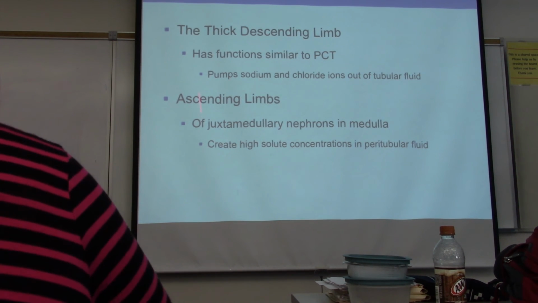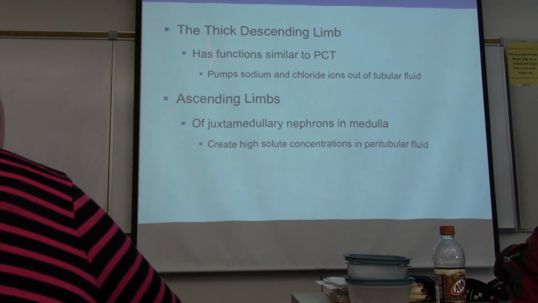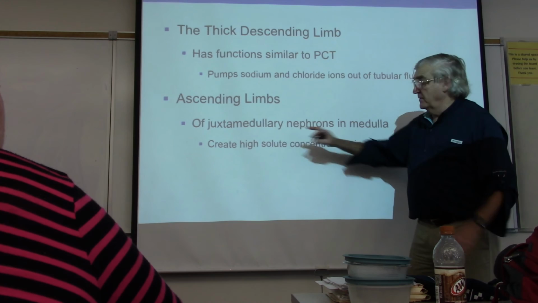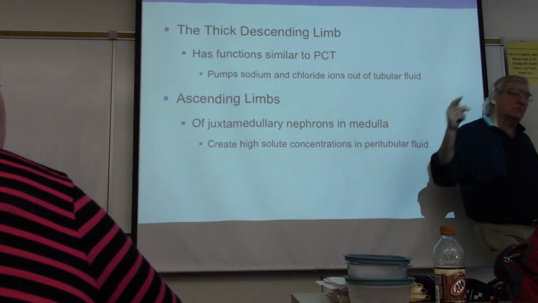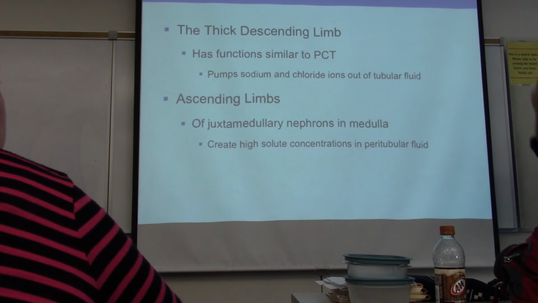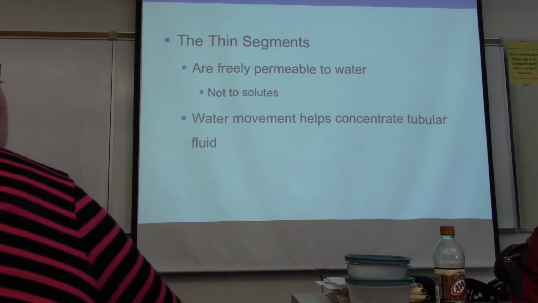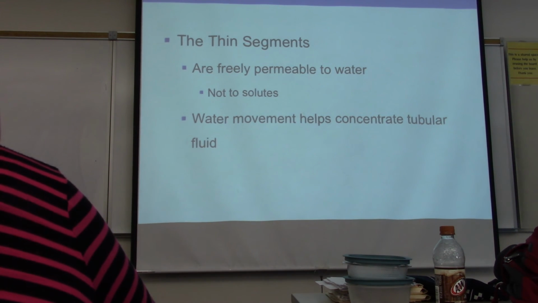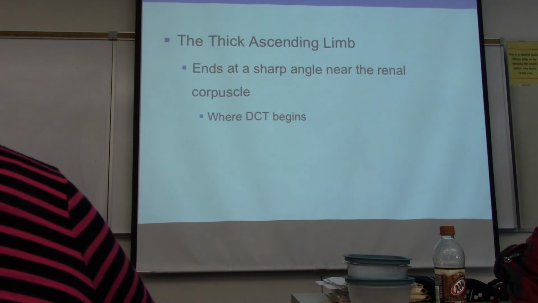Then we turn around and we talk about the ascending limbs as it comes back up. When we talk about the loop of Henle, we're really pretty much talking about these juxtamedullary nephrons, because those are the ones that have the kind of length to them, and those are the ones that really make the difference in terms of the high concentrations of fluid in the peritubular fluid. This is how we're going to make concentrated urine. Thin segments are pretty much screen doors, freely permeable to water, so water can move back and forth to keep everything the way it needs to be.